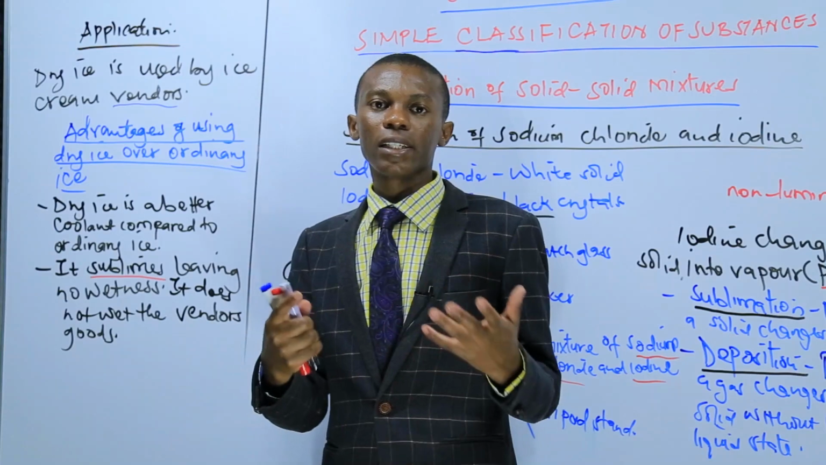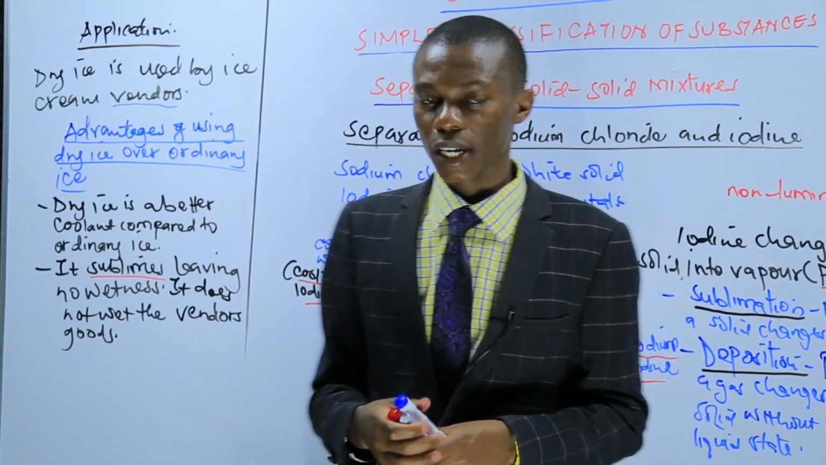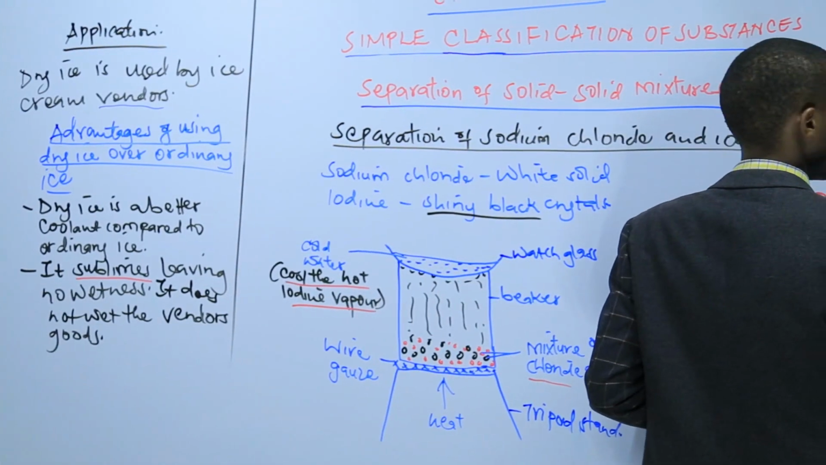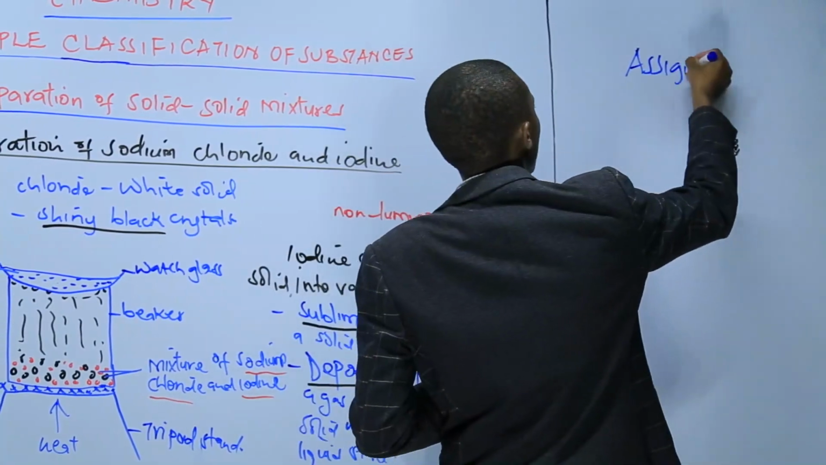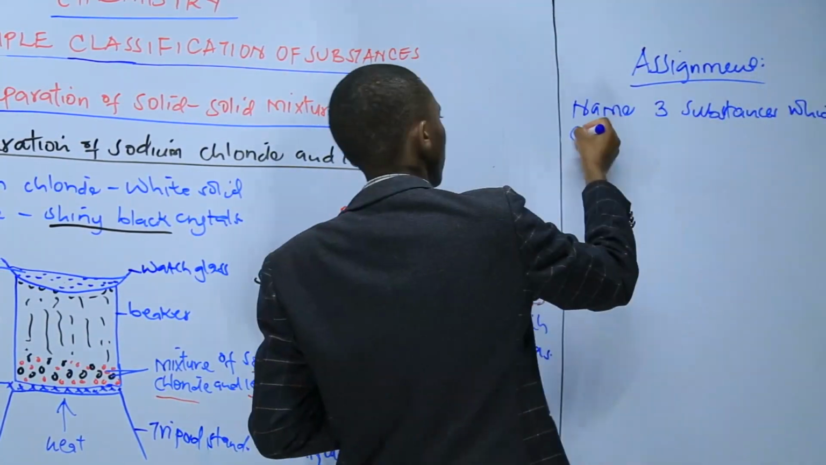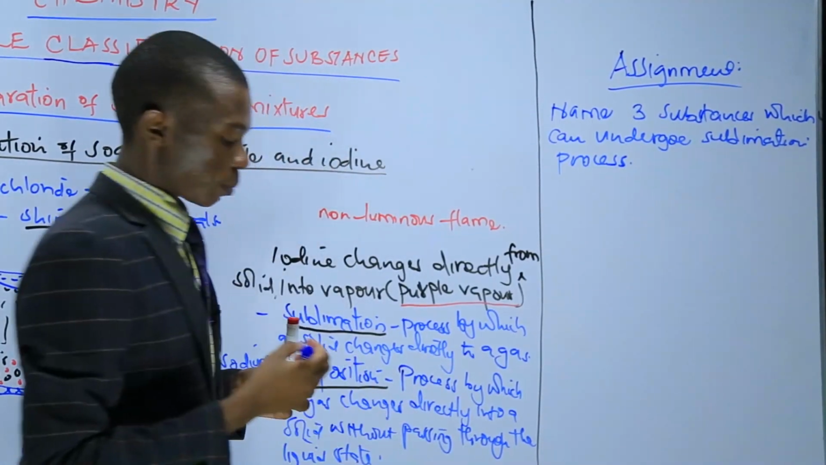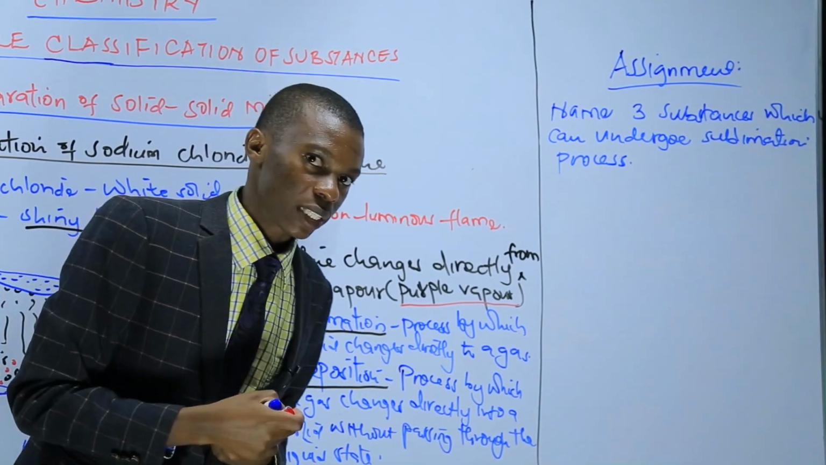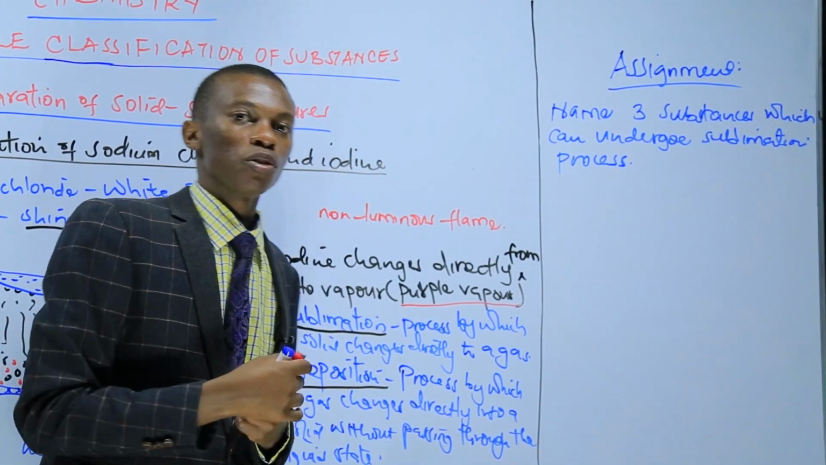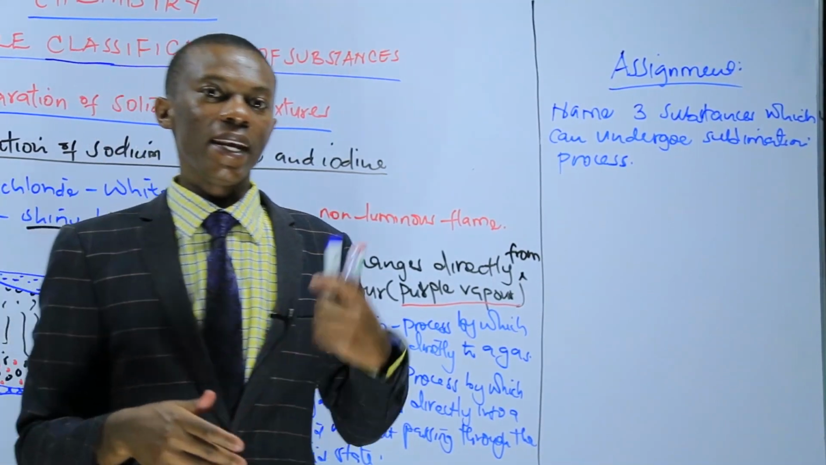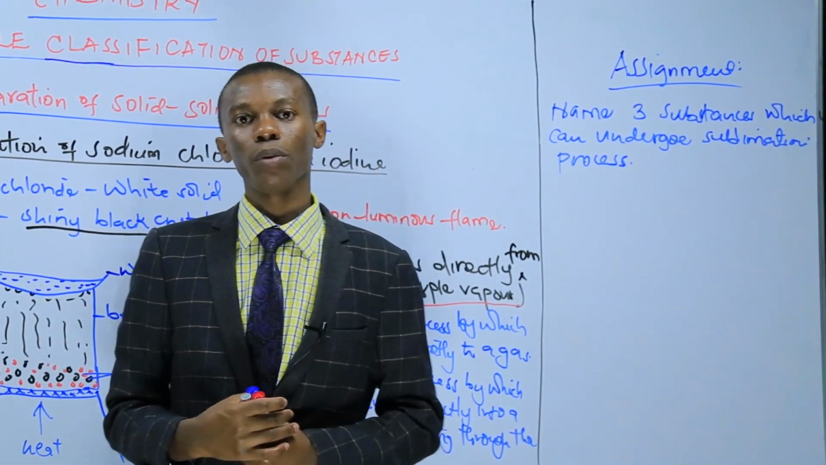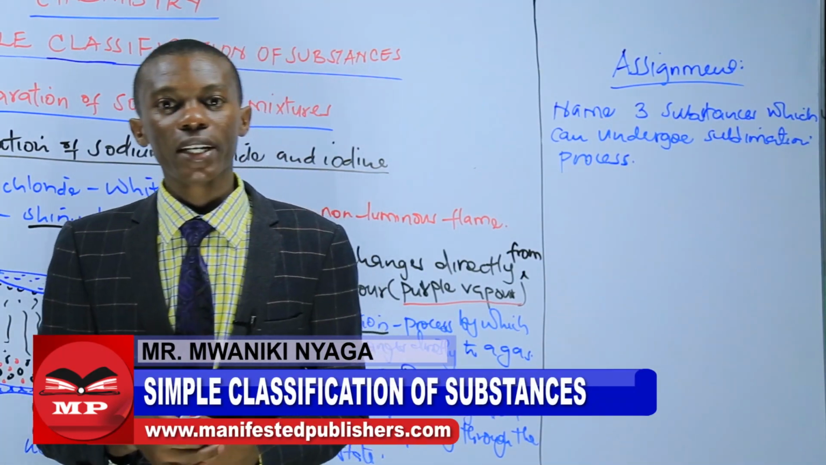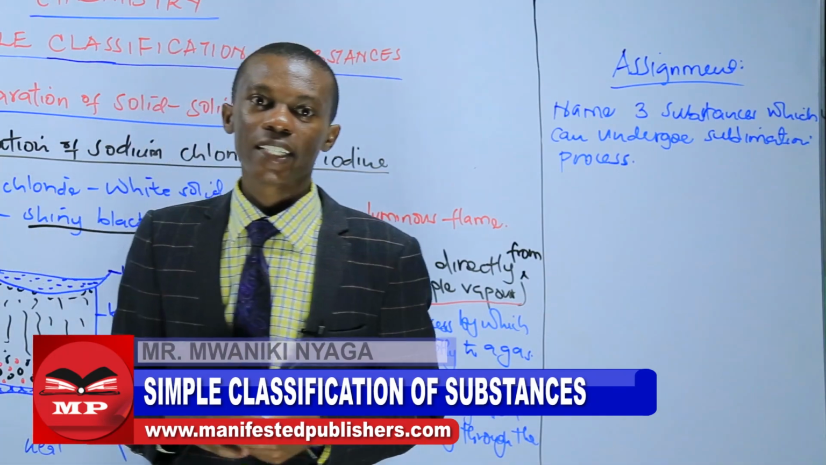And therefore, that brings us to the end of our lesson today. But before we end, I want to leave you with this assignment. Name three substances which can undergo the sublimation process. We have named them. Ensure that you've done that before we meet in the next lesson. In the next lesson, we'll be discussing separation of solid-liquid mixtures. Meet you in that lesson.